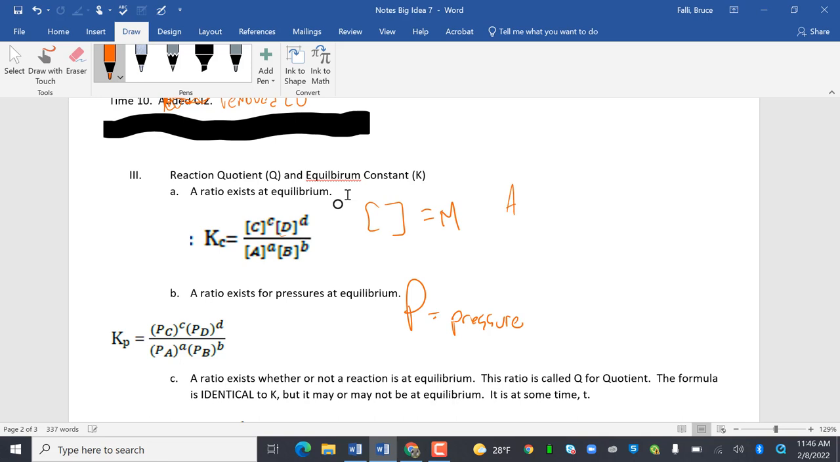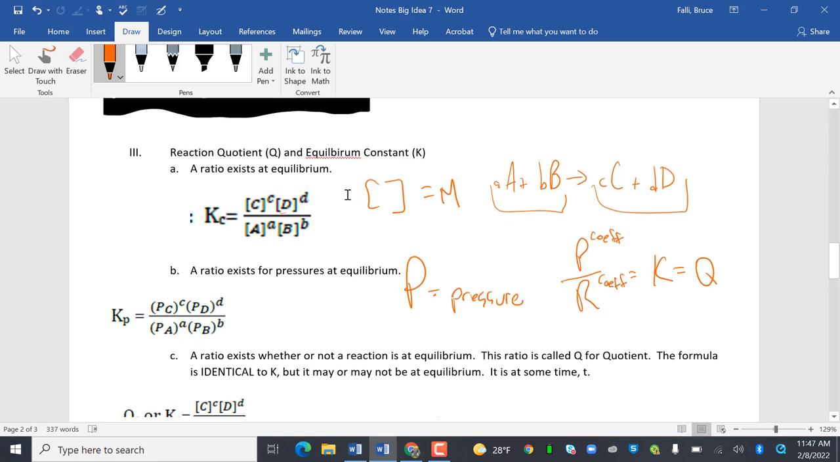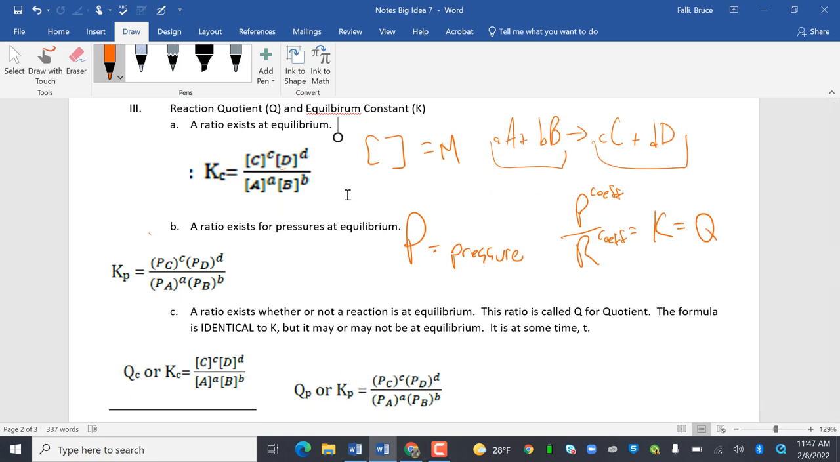So the way these reactions are written is little a plus little b yields little c plus little d. So notice it's just products over reactants. Products over reactants raised to coefficients. And that equals K. And that also equals Q, which is weird, but there are different terms. Okay, so P is pressure. So if it's pressure, you've got to make sure you do P's. Notice not brackets because it's not concentration.